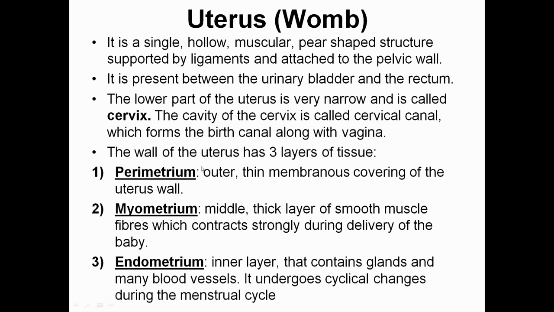The wall of the uterus comprises three layers: perimetrium, myometrium, and endometrium. Perimetrium is the outer one. It is a thin membranous covering of the uterus. Myometrium is the muscular one and comprises smooth muscle fibers which rigorously contract and relax during the delivery. Endometrium is the inner wall that contains lots of glands and vessels. It undergoes cyclical changes during the menstrual cycle.